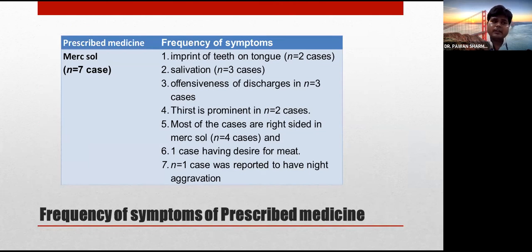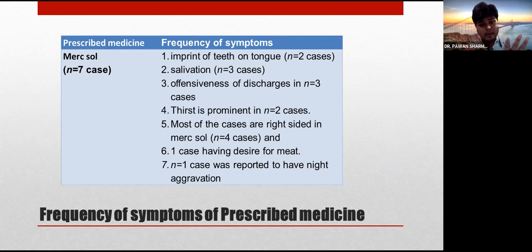For Mercurius sol, we read in the textbook of Materia Medica that there are several symptoms of Mercurius sol. But when you have to prescribe in OPD, you cannot get the whole symptom picture in a patient. The symptoms on which you prescribe may be very few: intensified symptoms, characteristic symptoms, keener symptoms. So when the prescription was done in seven cases, the frequency of symptoms was different. The same Mercurius sol was prescribed in different cases with different frequency of symptoms.